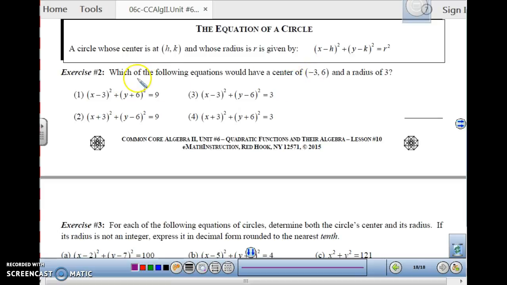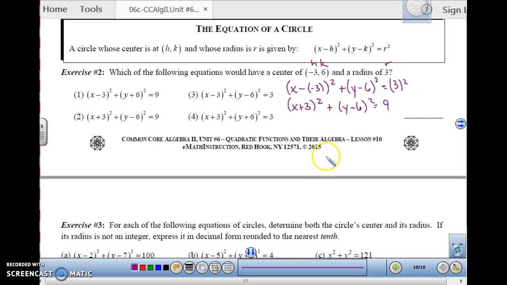Let's use the equation of the circle. Which of the following equations would have a center of negative 3, 6 and a radius of 3? Using the formula, the center is h, k, and the radius is r. Fill in the equation. x minus negative 3 squared, so we plug in the h, plus y minus 6 quantity squared equals r squared, which would be 3 squared. Now let's simplify this a little bit. What is x minus negative 3? It is x plus 3. And y minus 6 is just y minus 6, and 3 squared is 9.